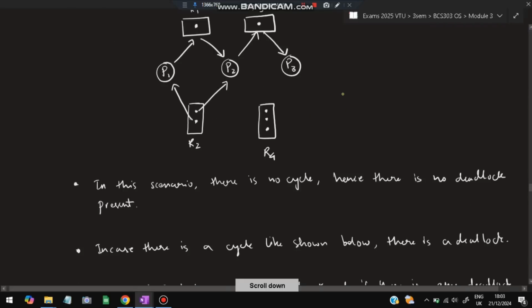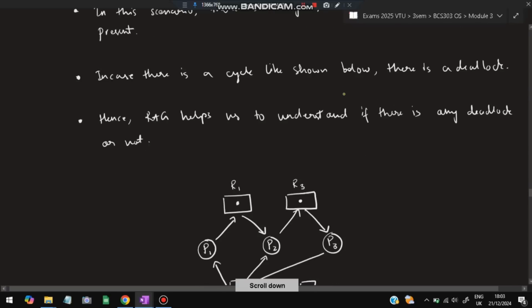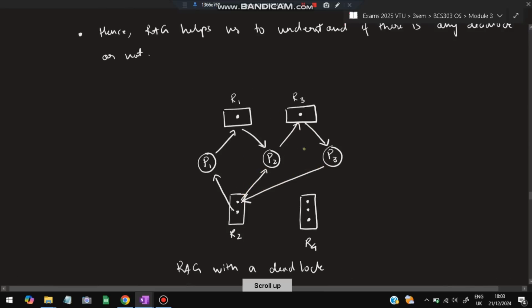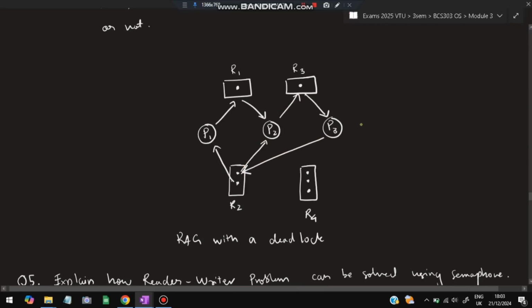Let me show you a situation where there is a cycle and a deadlock. See here, this is a deadlock, right? So that's all the resource allocation graph does. We can detect the deadlock, and this example you have to write in the exam.